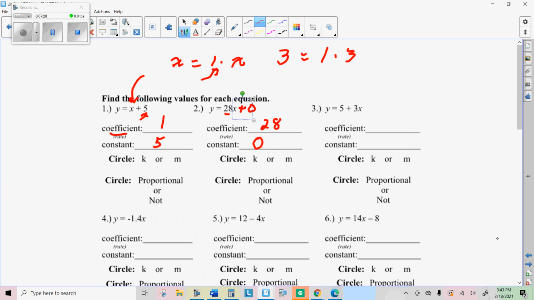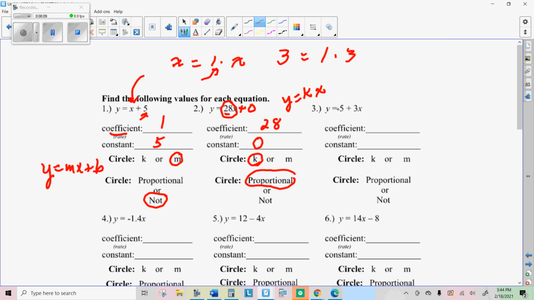So in this first one here, this is not proportional because we have more than just the number times x. And in that case, we're going to use the letter m to represent it in the equation. So it's in this form, y equals mx plus b. In the second one, it is proportional, and the reason it's proportional is because it's just 28 times x. There's nothing else added. So we're going to use the letter k to represent that. The equation is in the form y equals k times x.